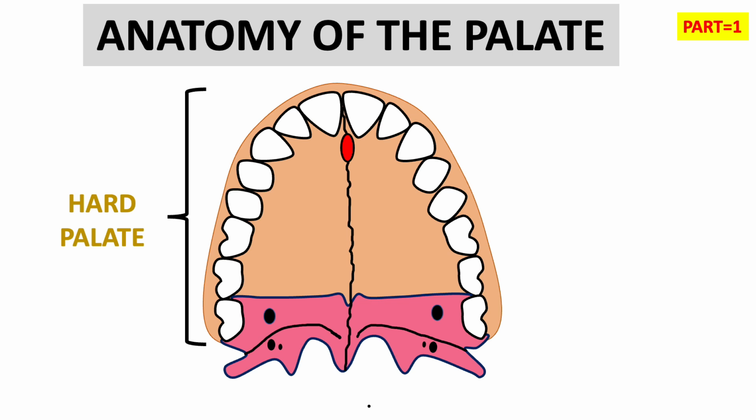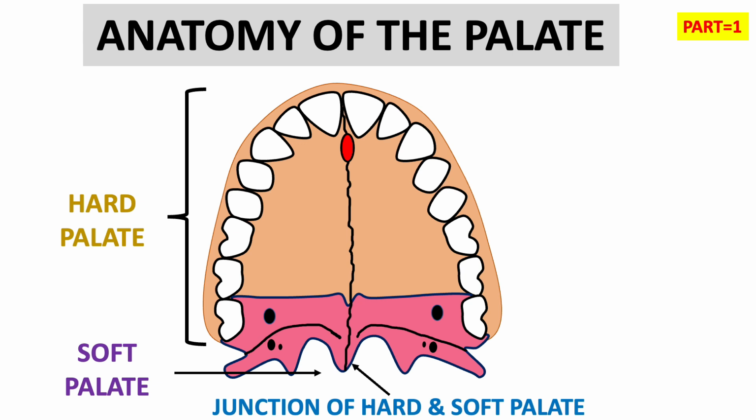And then after the hard palate we have the soft palate. It is a muscular part at the back of the roof of the mouth, and it sits behind the hard palate. And then we have a junction between the hard and the soft palate. It separates the hard and the soft palate. That is why it is called the junction, where the hard and soft palate meet.